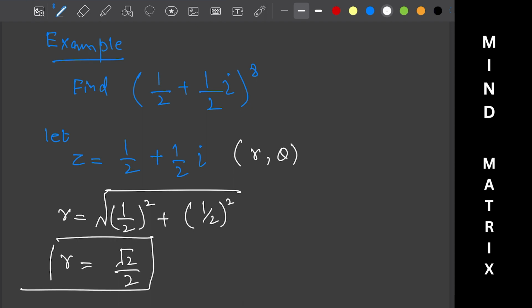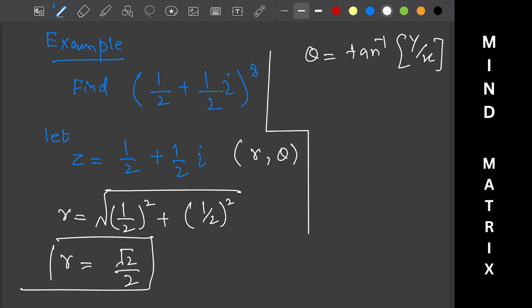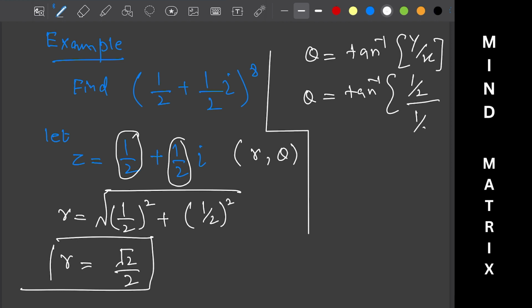Now we need to find the value of θ. Here, θ equals tan inverse of y over x. So what's the value of y over x? Tan inverse, the value of y is 1/2 and the value of x is also 1/2. So let me write it here, (1/2) over (1/2). So θ equals tan inverse 1, which becomes π/4.